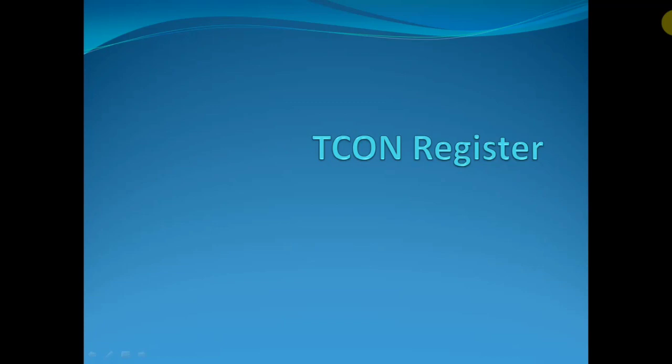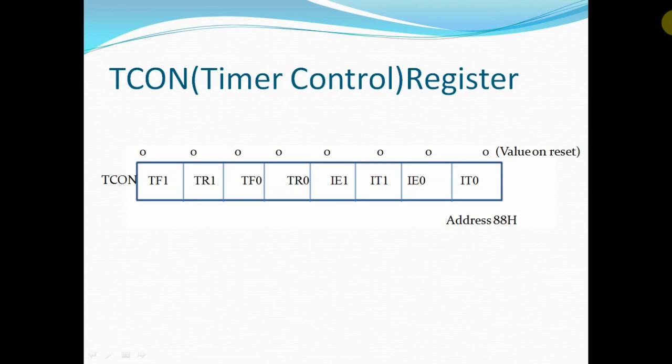Now let us see in detail what are the different 8 bits in the TCON register. So the TCON register, or timer control register, is an 8-bit register whose physical address is 88. It is an SFR, that is a special function register, for activating and configuring the timer or counter operation. Now here are the different bits of the TCON register. Let us understand all these bits one by one.